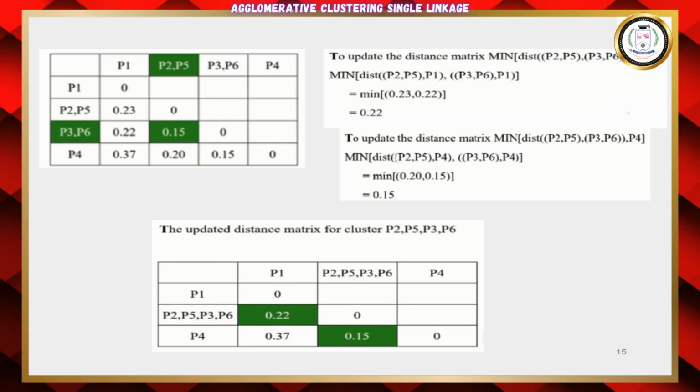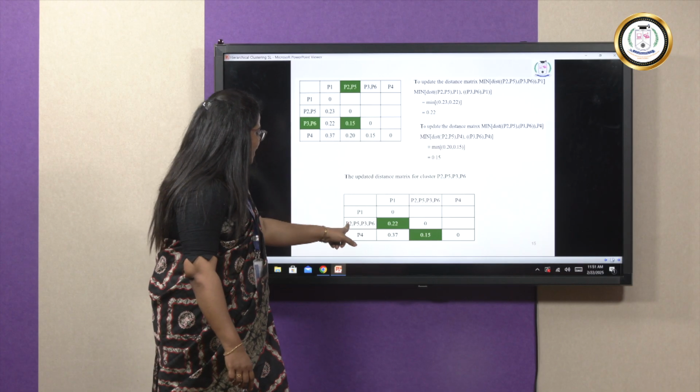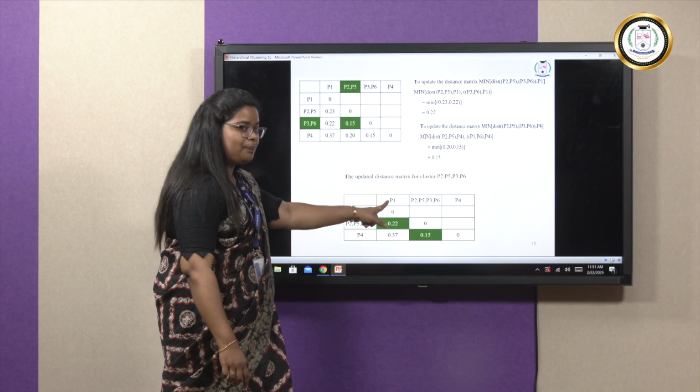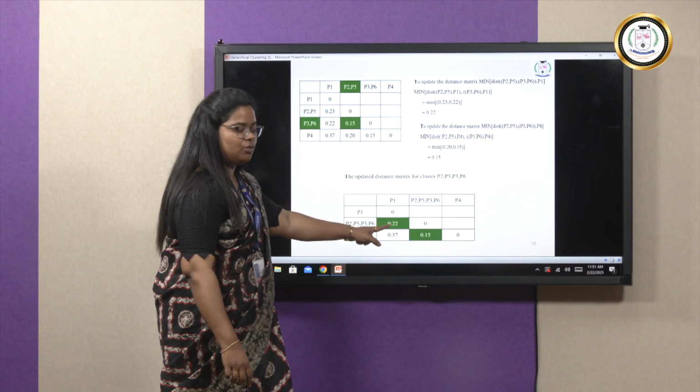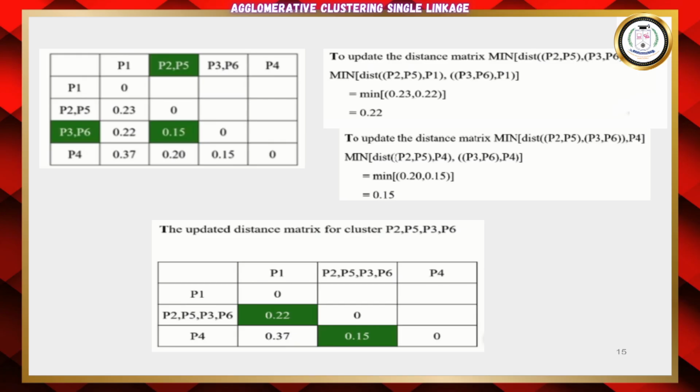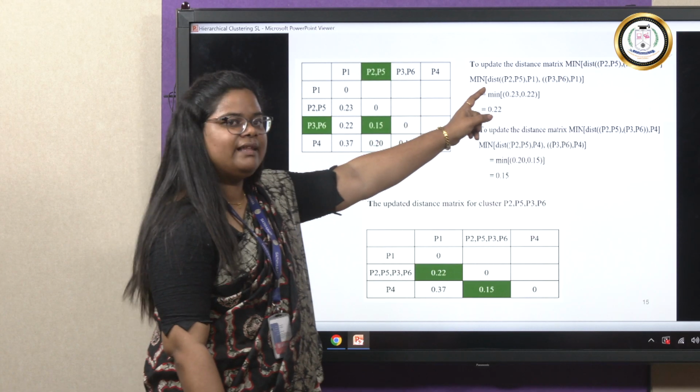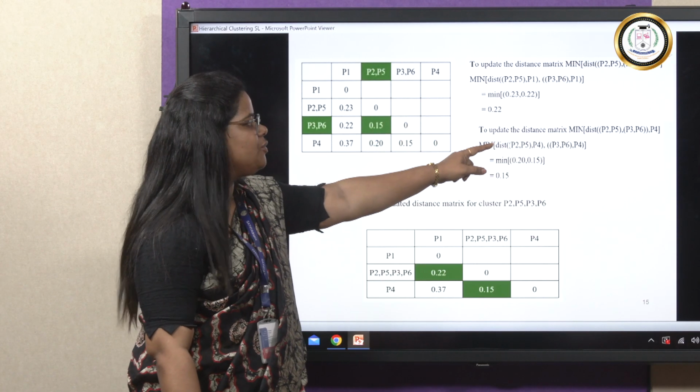The same process you have to do again. So P2, P5, P3, P6: compare all those distances. P2, P5, P3, P6 with the P1, you have to find out which one is having the least distance, which is 0.22. The same thing, P2, P5, P3, P6 with the P4, you have to find out. You will be getting 0.15 as the least distance. So all the calculations are given here, you can check into this.